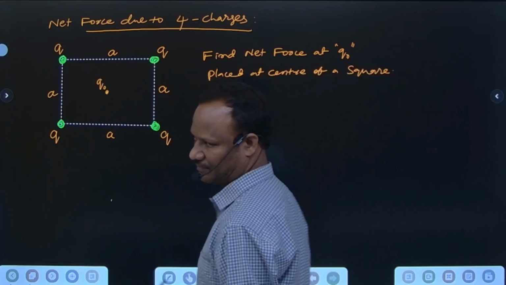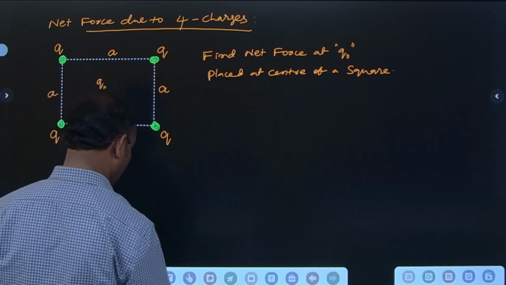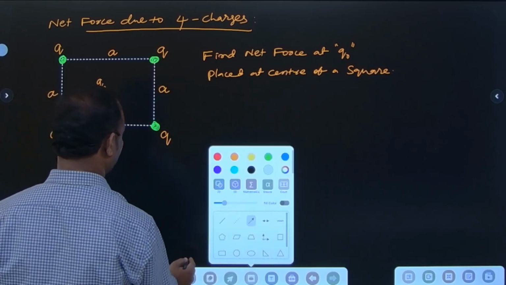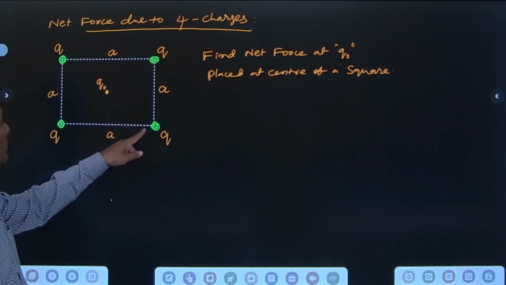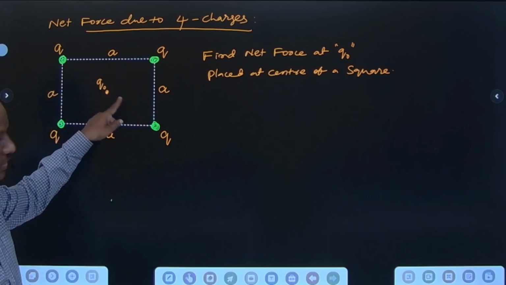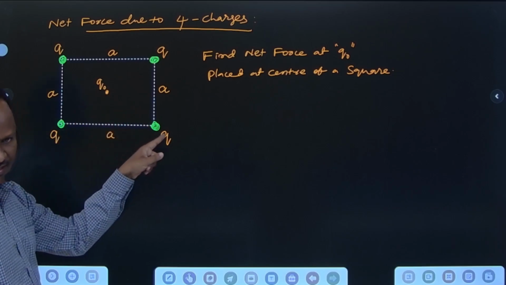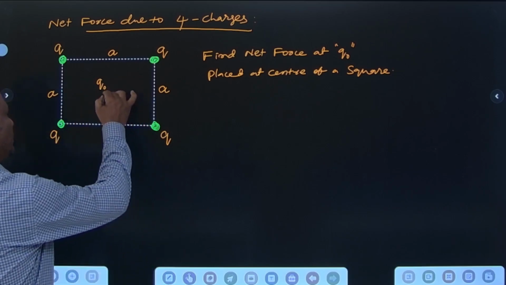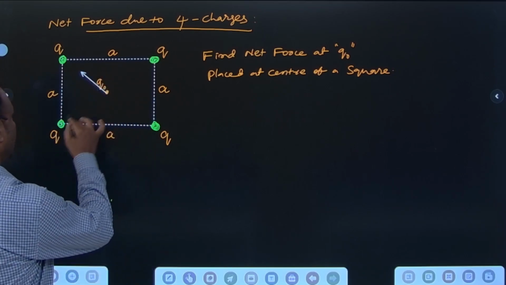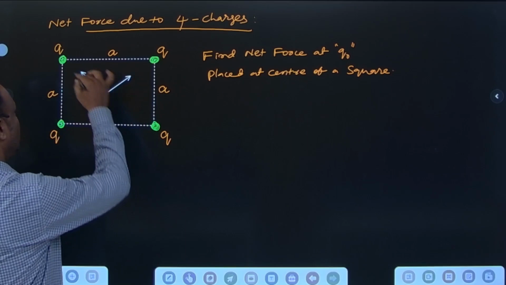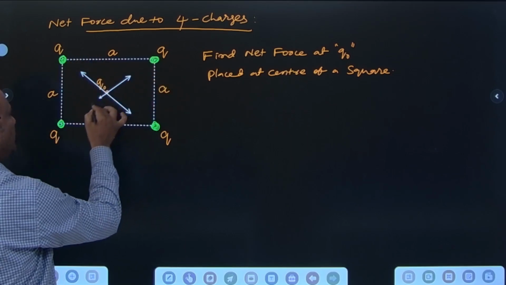First, let me discuss the nature of the force. Where you want to find it, here, due to this charge, are both like or unlike? Like, which means repulsive. Due to this one, it should be towards. Due to this one, it should be towards. Due to these two, it should be towards.